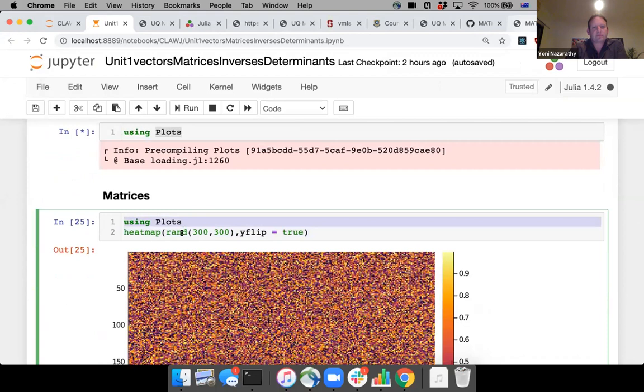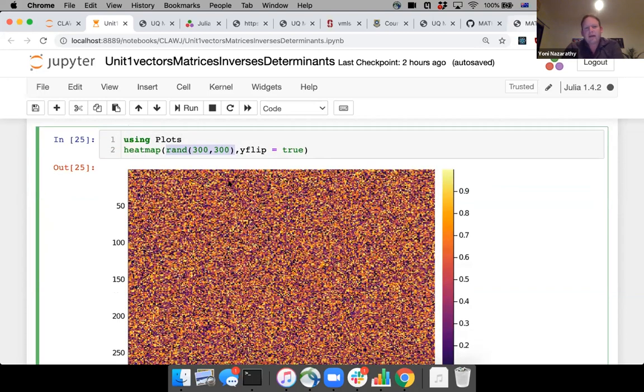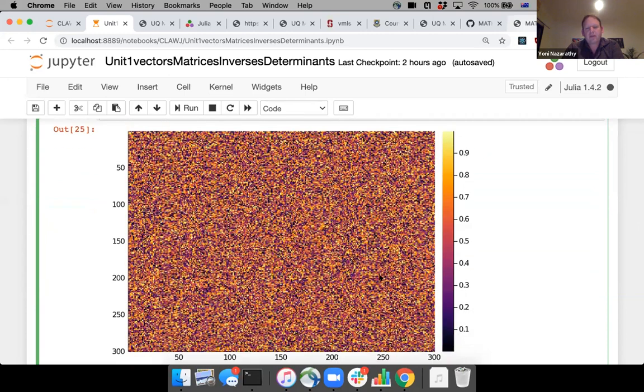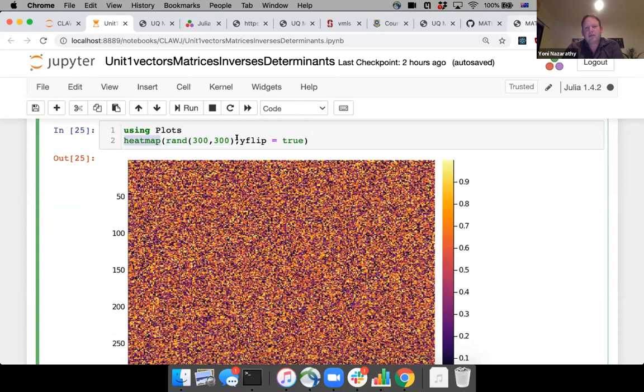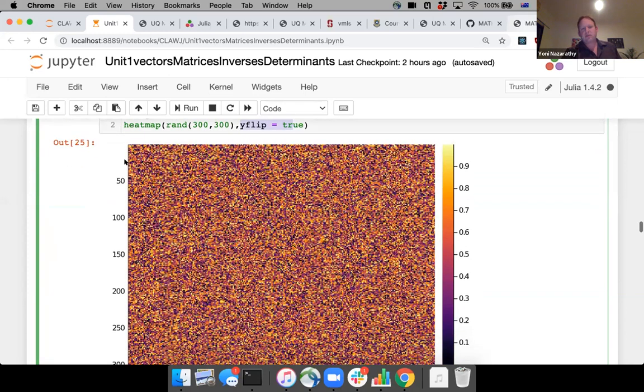Okay. So when I do rand 300 by 300, what I get is a matrix of 300 by 300. It's a big matrix, not a huge matrix, but it's a big matrix, okay? There's 90,000 entries. Now, a heat map of a matrix is a plot like this that plots a matrix like a picture. Okay, and you want Y flip true for it to have the right orientation, like we draw matrices. So we draw matrices from top left to bottom right. Okay, you'll see this with a smaller matrix.